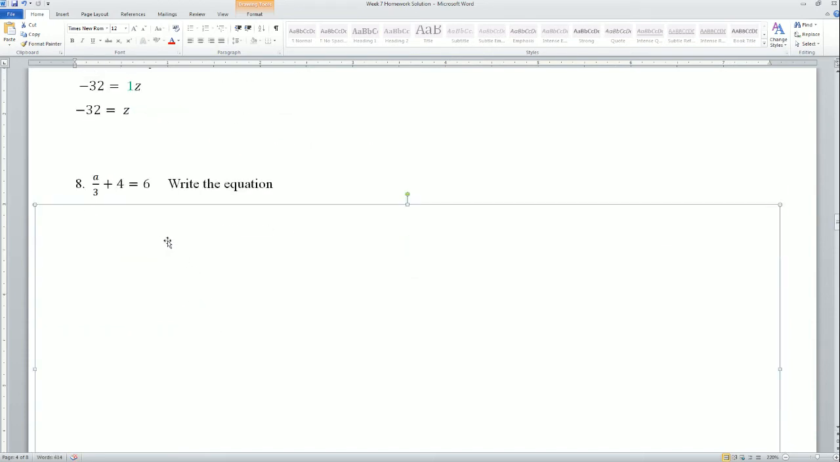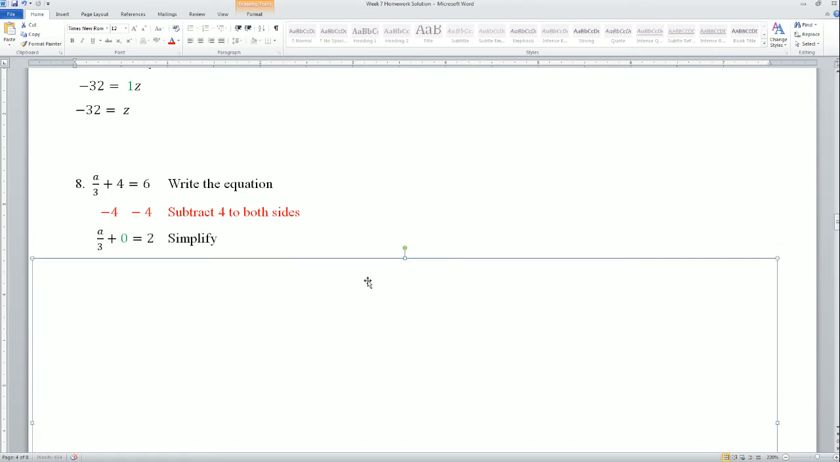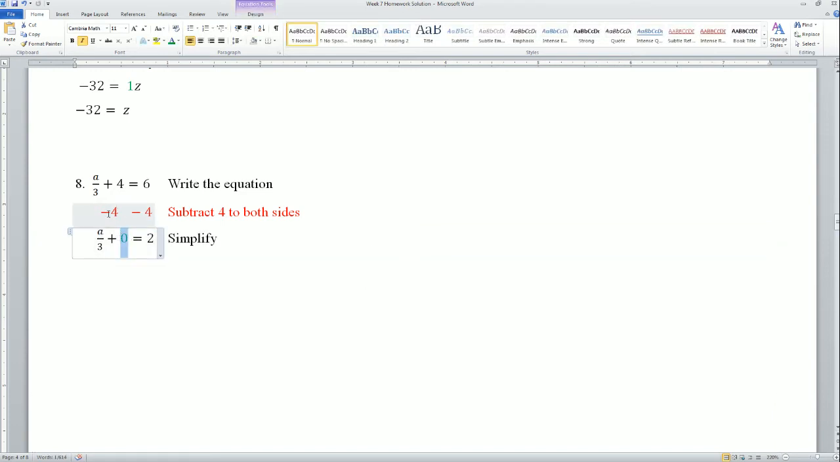Let's look at 8. a divided by 3 plus 4 equals 6. Write down the equation as the first step. The outwardmost thing here is this plus 4 that we have to deal with, so we're going to subtract 4 from both sides. In the process of subtracting 4 from both sides, I have a 0 on the left hand side. 4 minus 4 gets me that 0, which is the identity element. On my right hand side, 6 subtract 4 is 2.